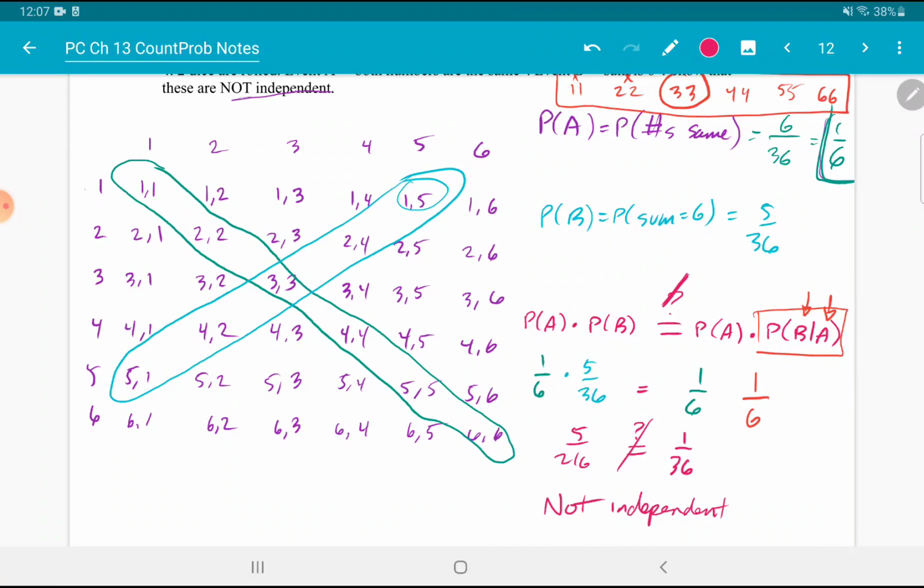Keep in mind that in order to prove independent events, this is the big formula you want to be showing. That the probability of A times the probability of B equals the probability of A times the probability of B given A.